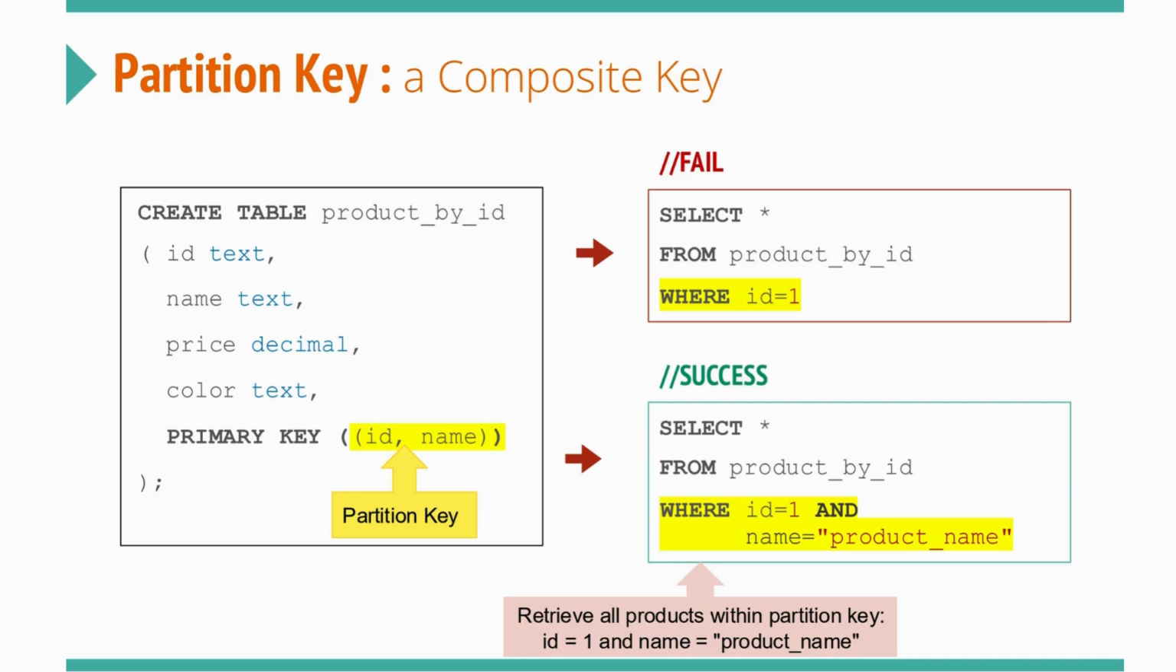Sometimes a single column isn't unique enough for our partition key. In that case, we can use a composite partition key. Look at the primary key definition here. Primary key, double parentheses, ID, comma, name. The double parentheses are important. They tell Cassandra that the combination of ID and name together forms the partition key. This means that when we query this table, we must provide a value for both ID and name in the where clause. A query with just ID will fail, as you see on the slide. The successful query provides both parts of the composite key, allowing Cassandra to find the exact partition where the data lives.